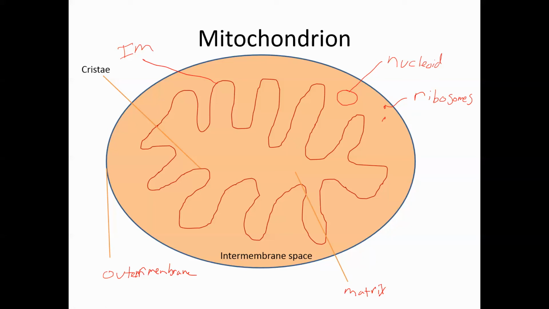So remember, they appear to have originated from bacteria through the process of endosymbiosis, and the evidence for that is the nucleoid present that's similar to bacteria, the ribosomes that are more like bacteria's ribosomes than the ribosomes in the rest of your cell, and mitochondria split in half like bacteria do to divide. So mitochondria are one of those organelles that are not part of your endomembrane system. They have a separate origin.